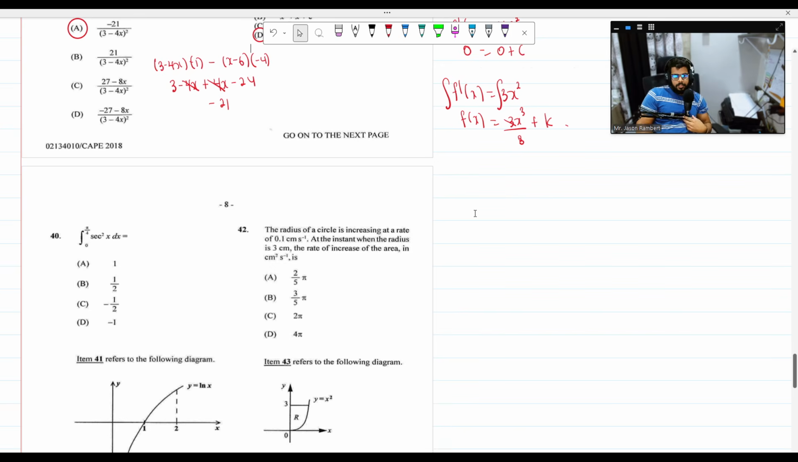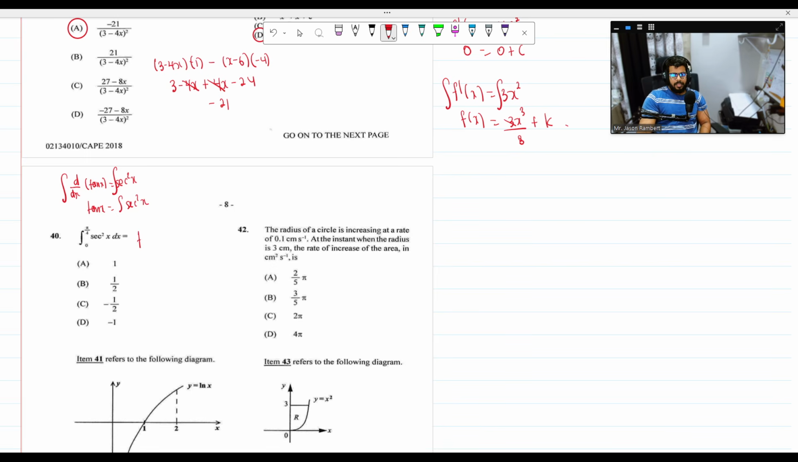Okay. The integral between pi on 4 and 0 of sec squared x is equal to. Now we can use something called integration by recognition here. We know that when I differentiate tan x, I get sec squared x. So d dx of tan x is equal to sec squared x. When I integrate both sides, tan x is the integral of sec squared x.